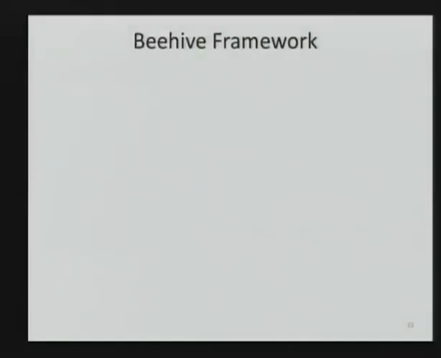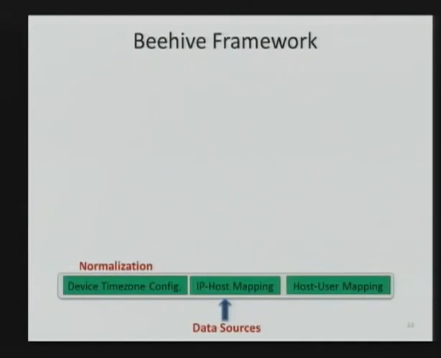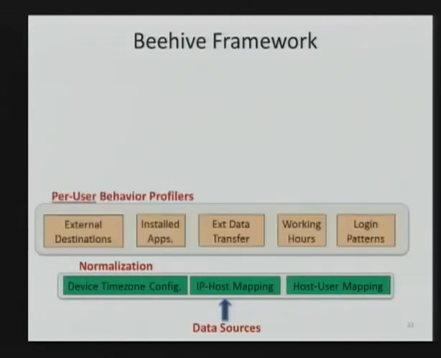What I've just talked about here is just a subset of what's actually built in the Beehive framework. Starting from the data and the normalization, we have a bunch of user behavior profilers that we use to look at different aspects of the users' activities on the network. We already talked about the external sites that they go to and the user agent strings installed on the host. But we're also interested in the rate of data transfer to external sites, so we can detect when somebody is leaking data out. We also look at the regular working hours of every user, so we can detect activities that happen in the middle of the night or when the user is not usually there.